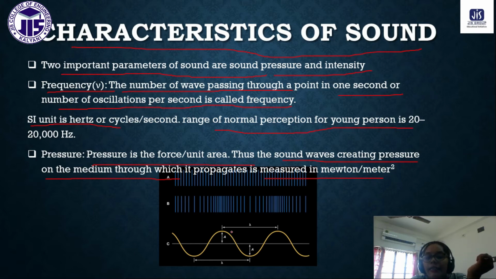Okay, so this is a wave function. Now look, this distance is called lambda, the wavelength of the wave function. And amplitude, what is amplitude? The height of this is called amplitude. So these are some of the characteristic parameters: first of all we have the frequency, next the pressure, next the wavelength, and then the amplitude. These are some of the characteristics that can define a wave function.